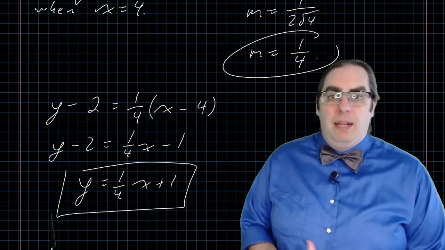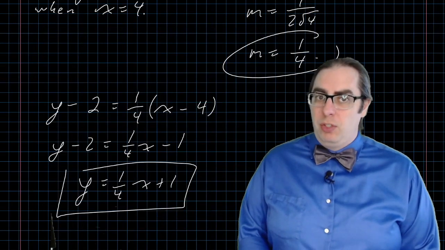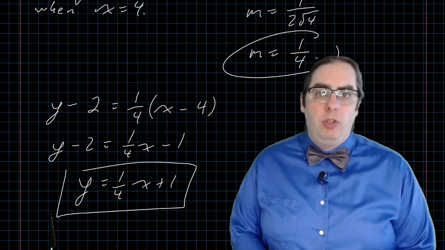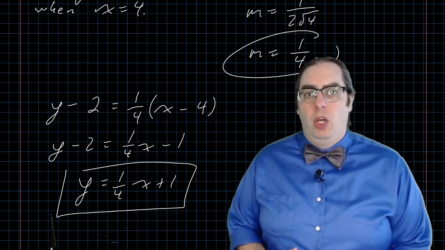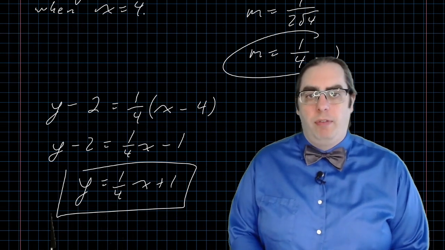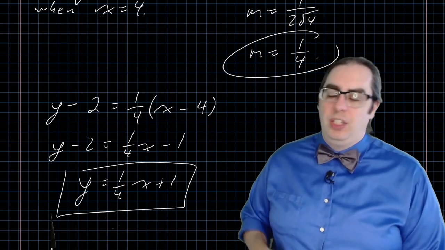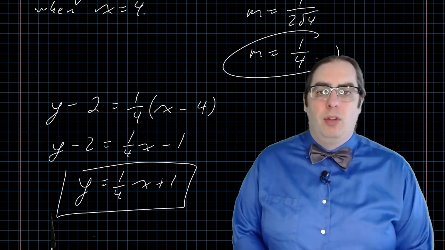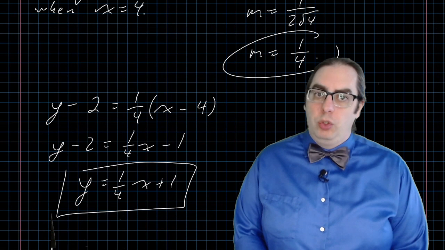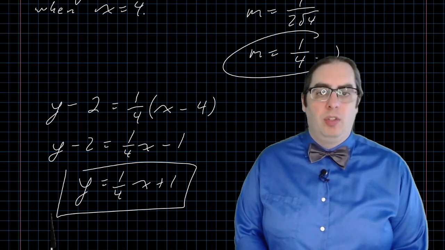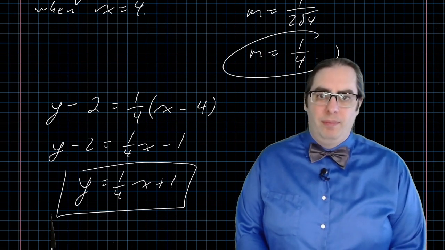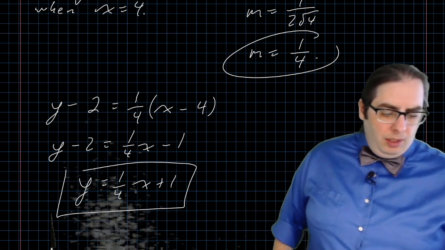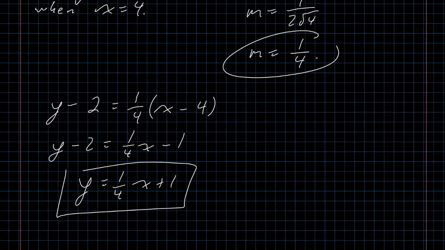For the sake of time, I'm just going to leave it there. If you're interested, I encourage you, go into Desmos or something like that, graph the function, graph the square root of x, graph the tangent line, 1/2 x plus 1, and zoom in near the point (4, 2). You should see that the equations line up perfectly. Let's take a look at one more example.